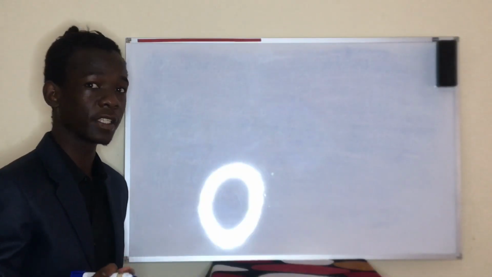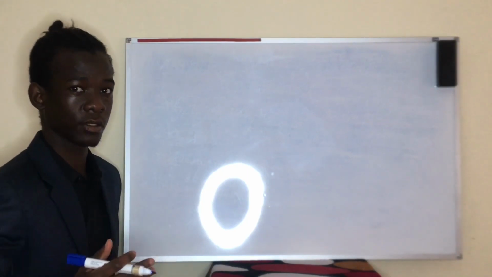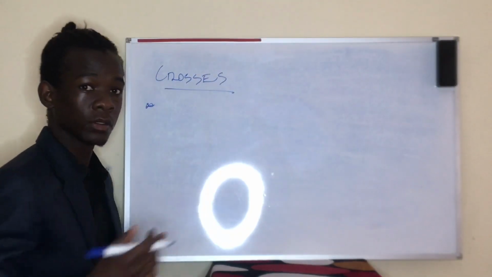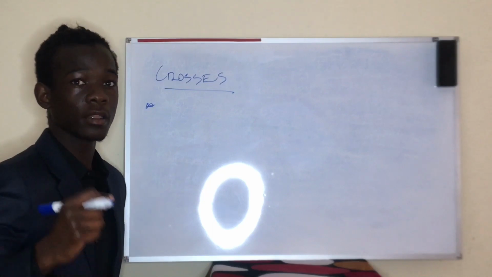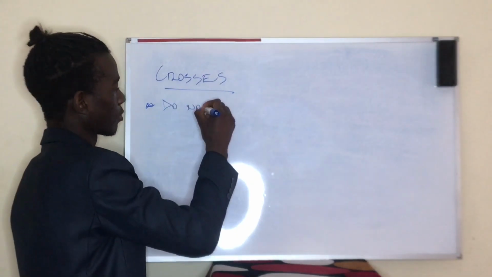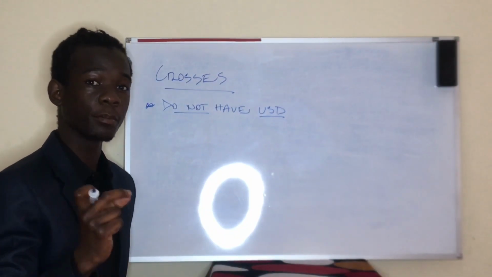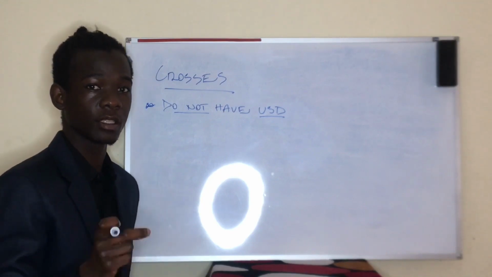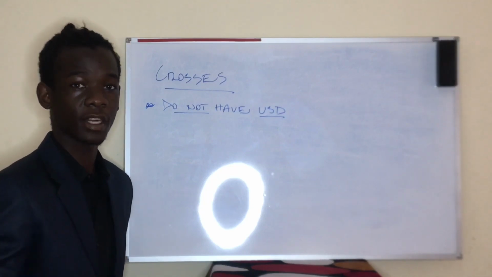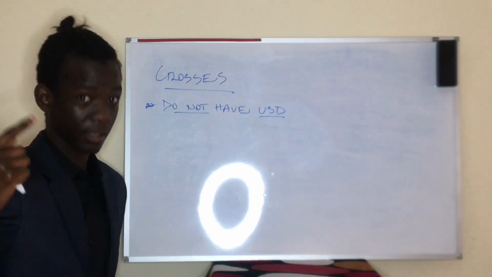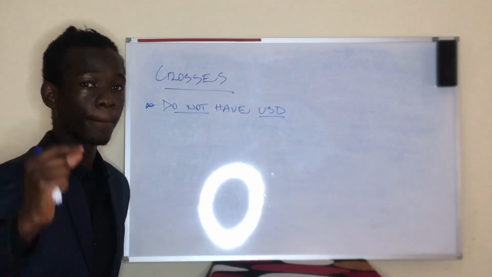Next, we're going to briefly discuss the difference between majors, crosses, and exotics, okay? So when it comes to crosses, they do not have the USD in them. The second thing about them is that if majors are contained within the crosses, so if you have a currency like the pound, the yen, the euro, or the Swiss franc, and it's pitted against the pound, the yen, the euro, or Swiss franc, then what you get is a minor pair.